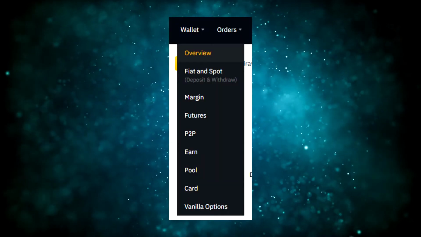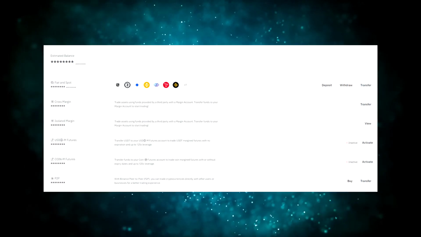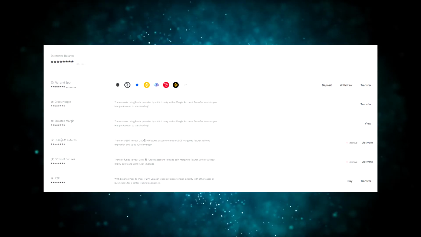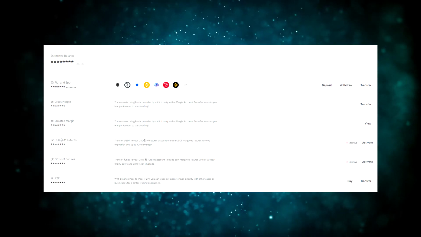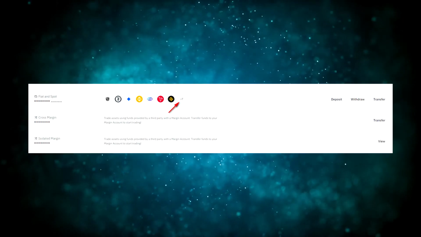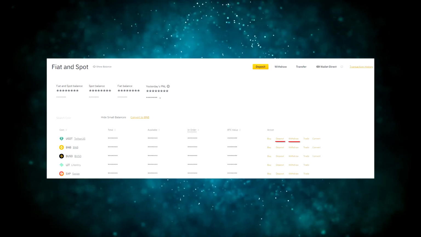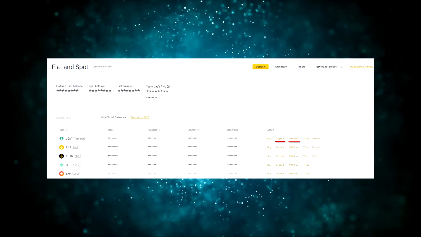When you receive your crypto, you can go to the wallet and see your assets here. There are a lot of wallets for margin trading and futures, but if you are a newbie, you need only the fiat and spot wallet. When you click here and see your assets, click to deposit or withdraw on any asset you want.